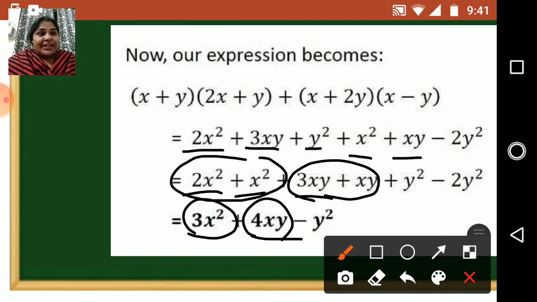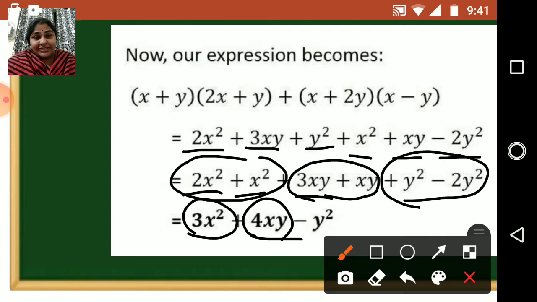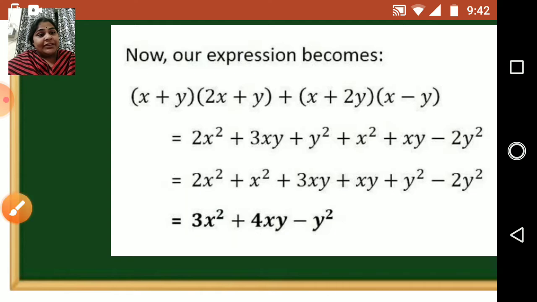Now y square and minus 2y square together, I write here, and 2 is negative. So the bigger number is negative here, so the answer will be negative y square. So minus 2 plus 1 will be minus 1. So minus y square. When there is one coefficient, we don't write it usually. We directly write the variable, children. So the final answer is 3x square plus 4xy minus y square.